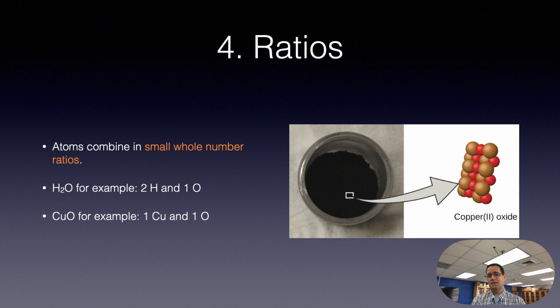And copper oxide, I'll just call it copper oxide, is composed of 1 copper and 1 oxygen. And here we have a diagram showing some black powder and then a little model of copper 1 oxide and copper 2 oxide, and you can see how there's a constant ratio of copper to oxygen, okay? No matter which part of the sample you analyze and pull out of that powder, it's always going to have a constant small whole number ratio of copper to oxygen.